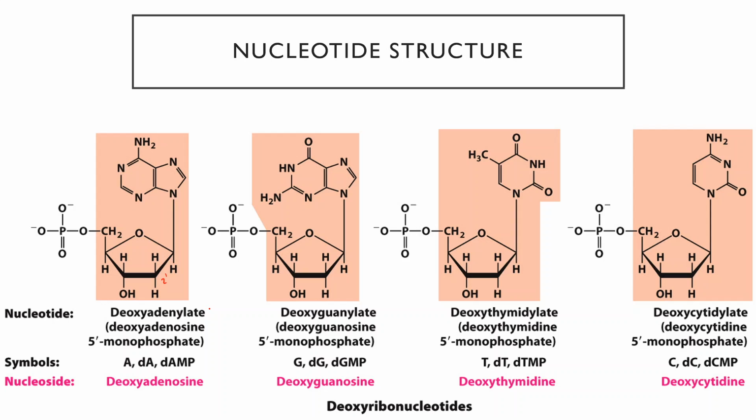For guanine, it becomes deoxyguanosine. For cytosine, it becomes deoxycytidine. And again, thymine is a base that's only found associated with the deoxyribonucleotides. So deoxythymidine would be the nucleoside form of thymine, and then deoxythymidine monophosphate would be the full nucleotide, or deoxythymidylate.